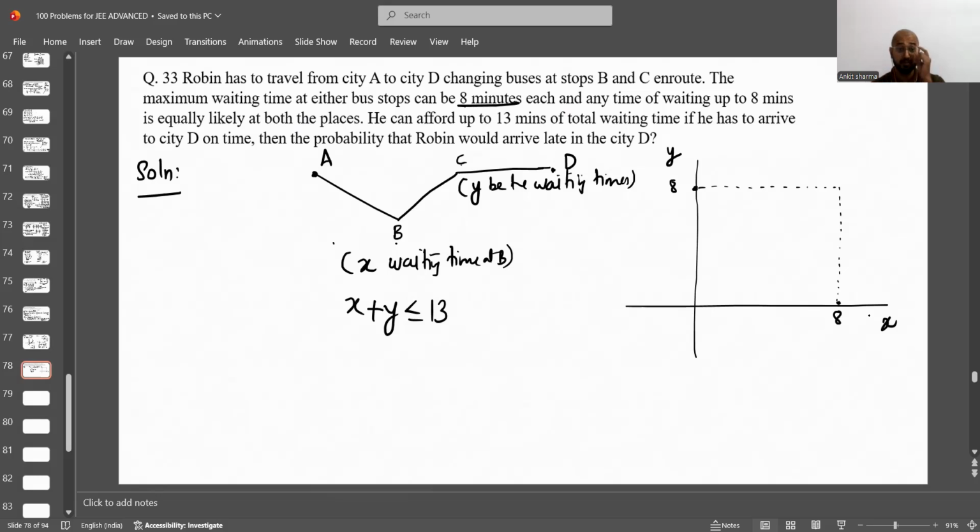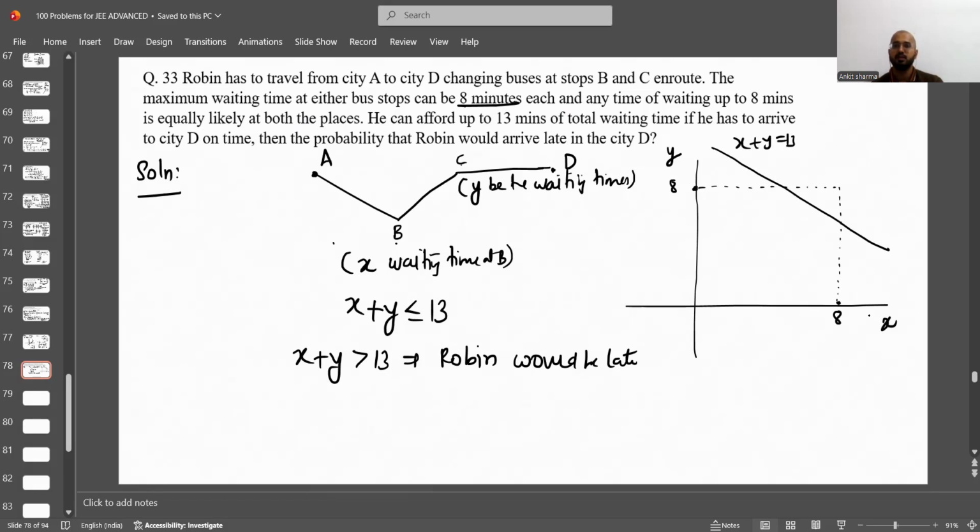So if he is to be late, our required condition is X plus Y should be more than 13. This implies Robin would be late. So X plus Y equal to 13 will be some line like this. Now I want to see where this line intersects here, at what point. So this is my line Y equal to 8. That means this point is going to be 13 minus 8, which is 5. So up to here we get this to be 5. So this is 5 here.